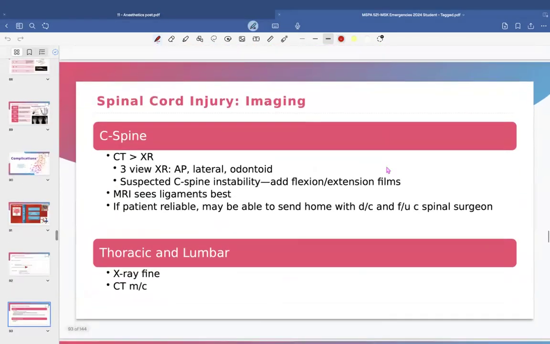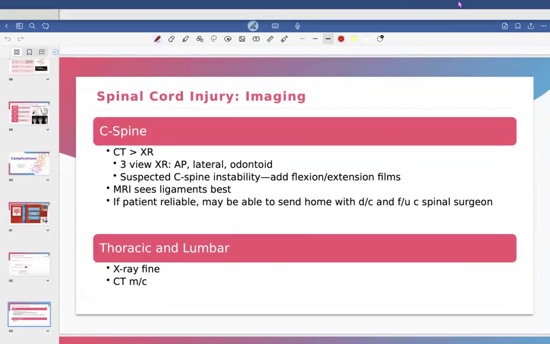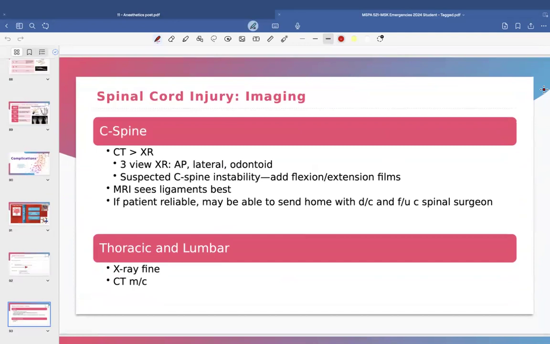But you can't get the whole picture of the bone. You can't see any myelomalacia changes or whitening on it, so if you're worried about a cord injury, get the right views, know your views. You're going to get your odontoid views when you're worried about the C1, C2. And if you are trusting the patient to stay in their brace, just make sure you have close follow-up with their spinal surgeon.